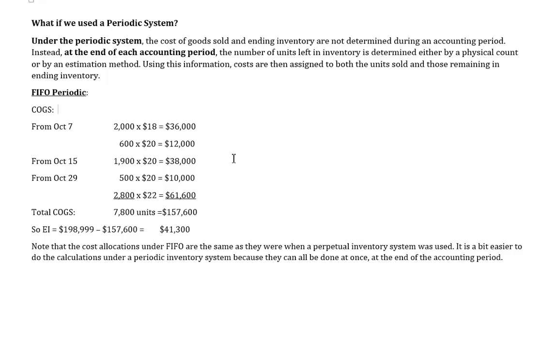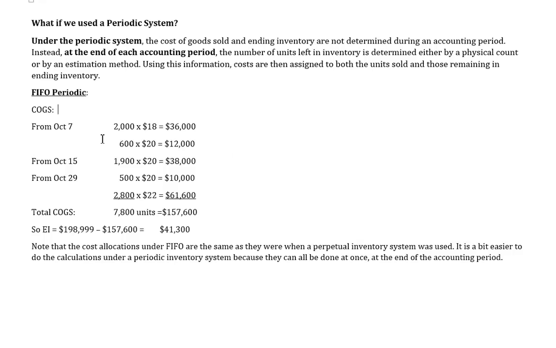What we would normally do is start with what we calculated in the first part of the question, which is our cost of goods available for sale, and then calculate either your cost of goods sold or your ending inventory, because whichever you calculate, you deduct it from your cost of goods available for sale in order to get the other number.